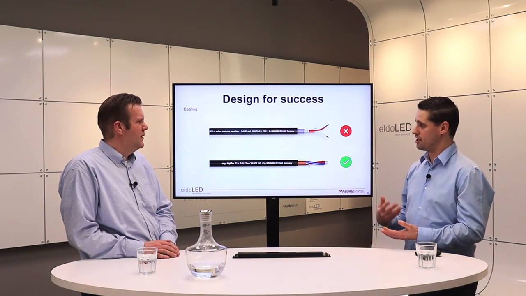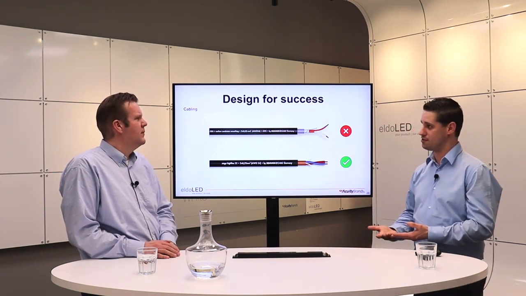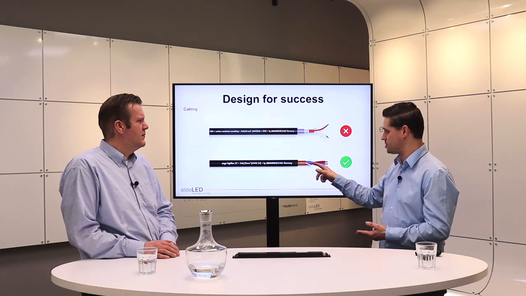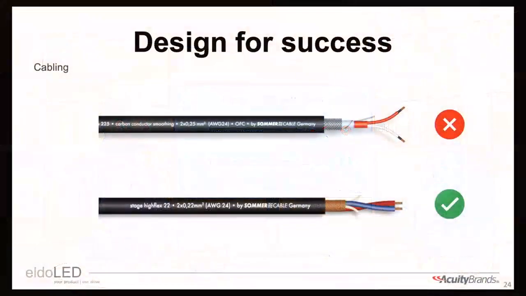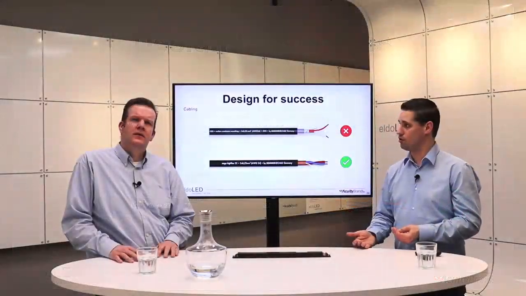A digital signal has a high frequency rate and therefore requires that twisting in the cabling to have a proper signal distribution. So, however, from specs, those cables might look the same because they have the same conductor size, they have the same shielding, they have the same insulation, and the only difference is that twisting. But that twisting is very, very, very important to have a proper signal distribution on your DMX network.